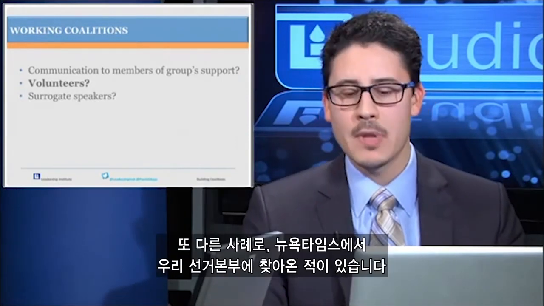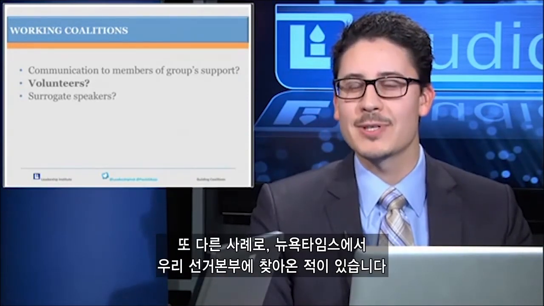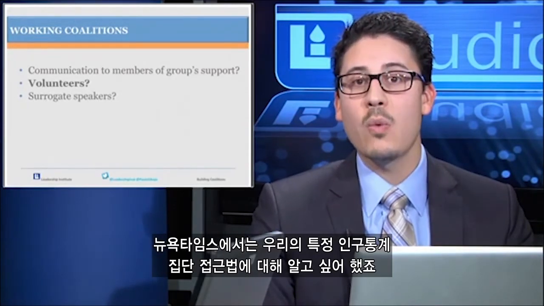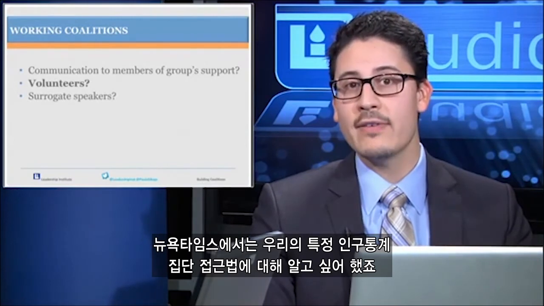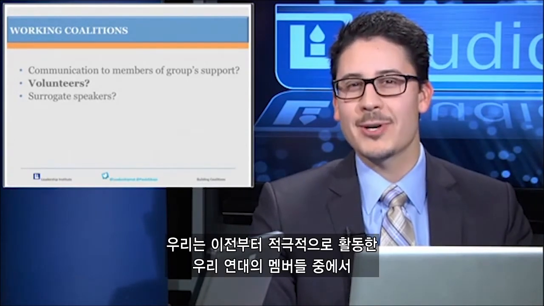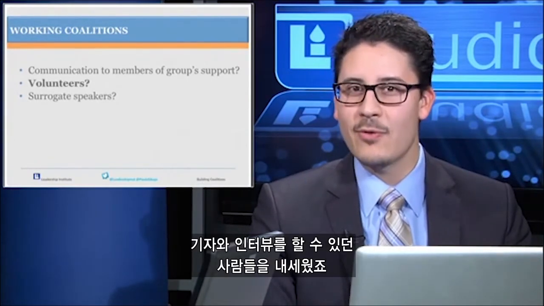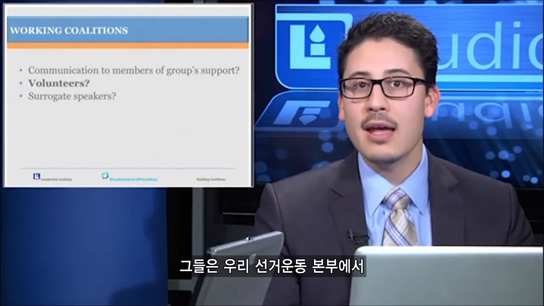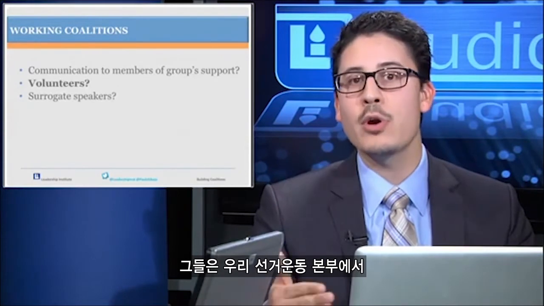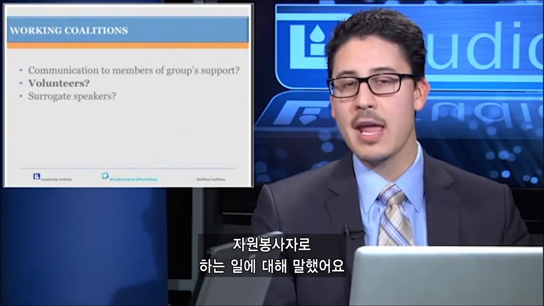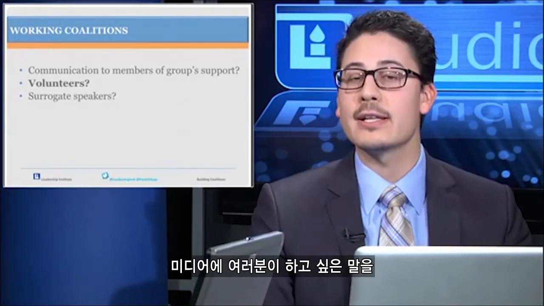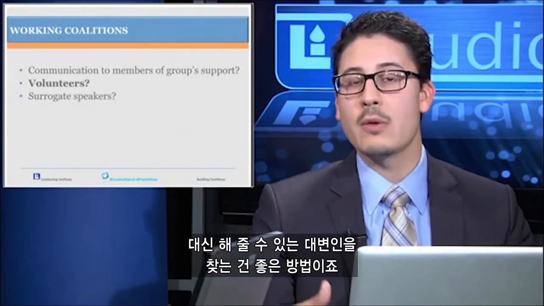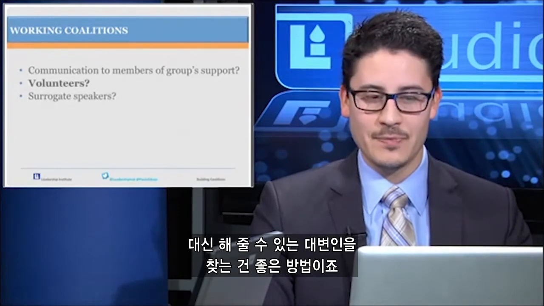Another example: we had the New York Times come to our state, and they wanted to have a discussion on what we were doing to reach out to a certain demographic in the state. So we tapped our coalition members, people who'd been active before, people who could get in front of a news reporter, and they talked about what they were doing as campaign volunteers. It's a great way to find surrogates who would be willing to address the media or do whatever is necessary to get your message out.